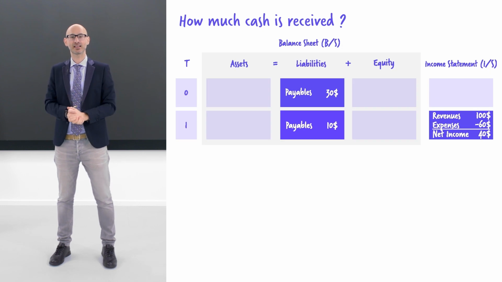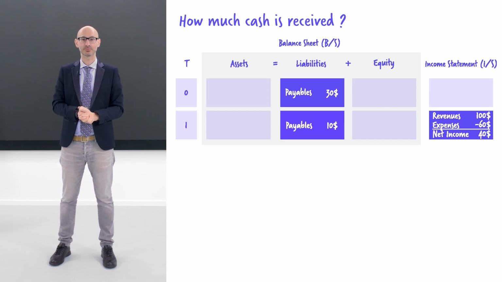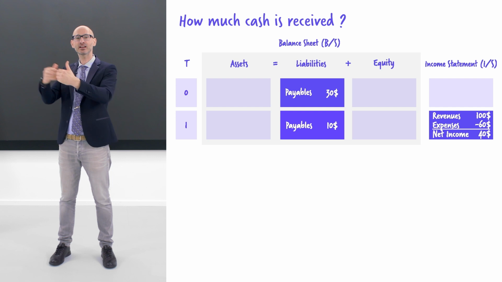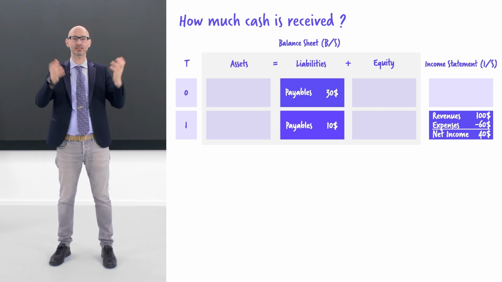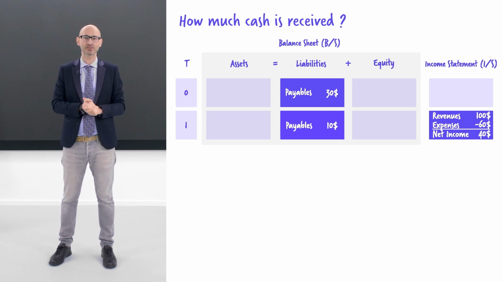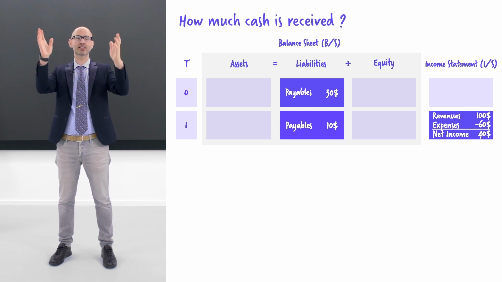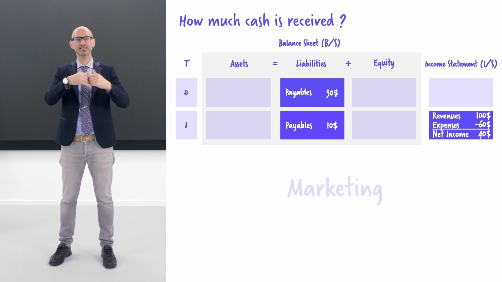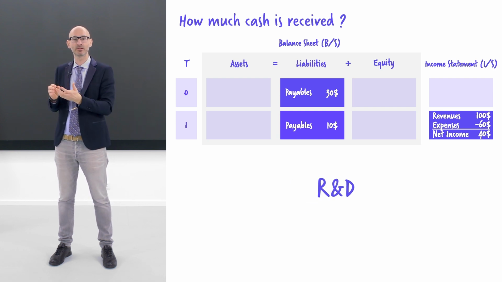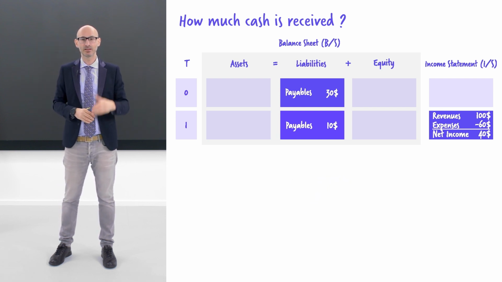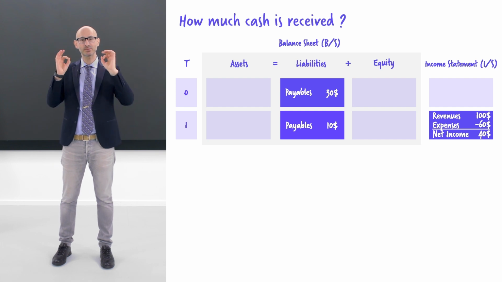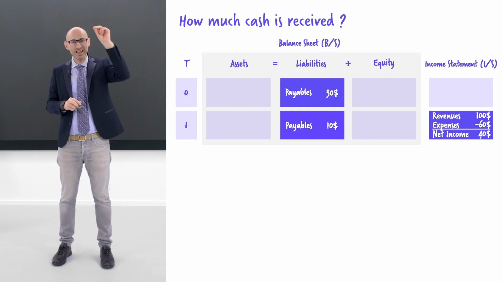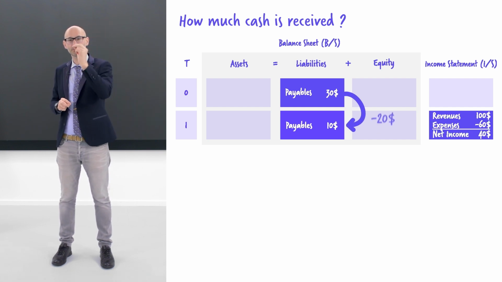Let us make another example with different numbers. This time I put a general payables and the general expense. It can be any expense and any payable related to that expense. Think of telephone expense and payables, marketing expense and payable, R&D expense and payable. It can be anything. Now in this example, you have expenses of 60 and payables reduce from 30 to 10.